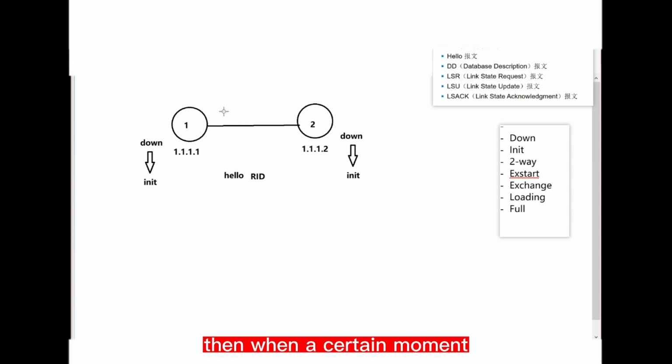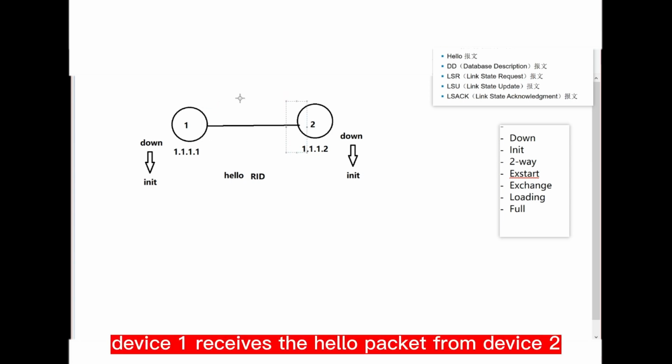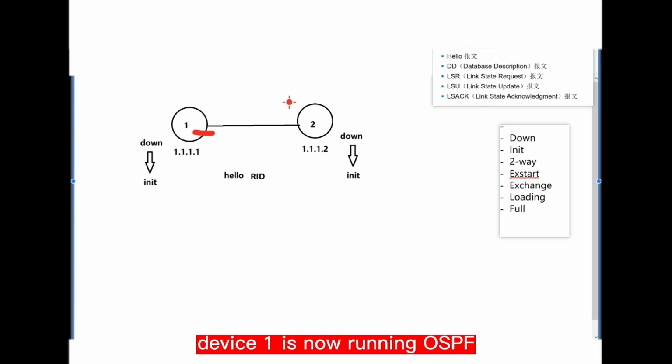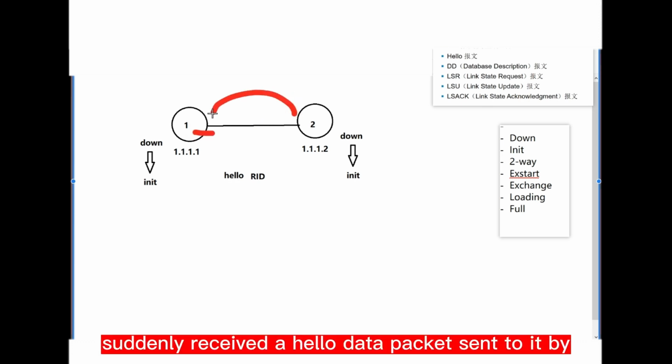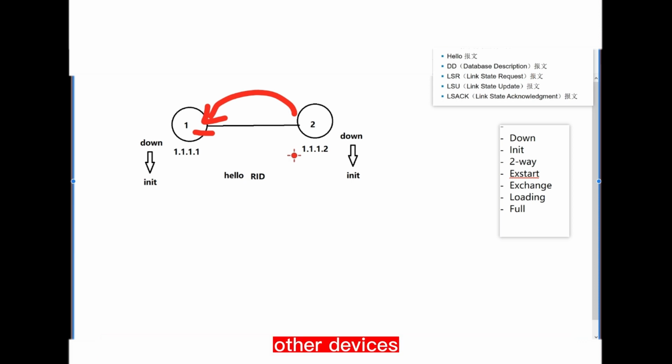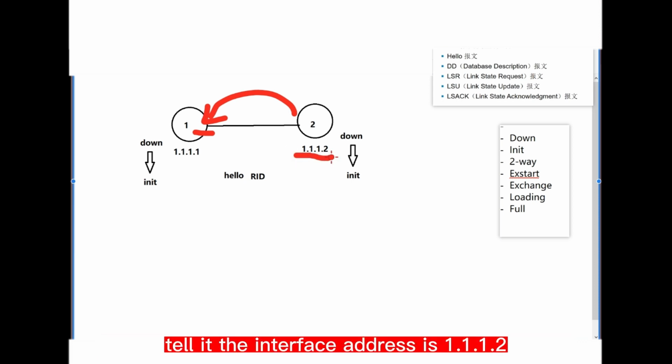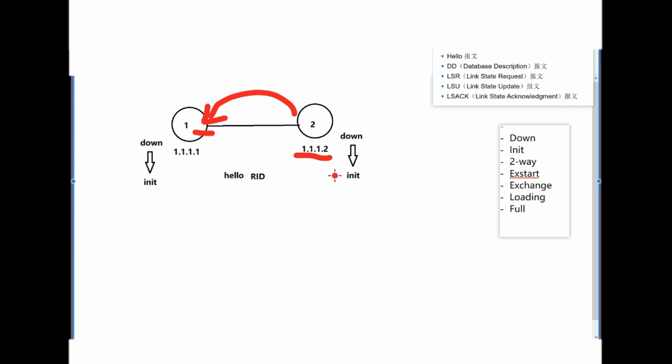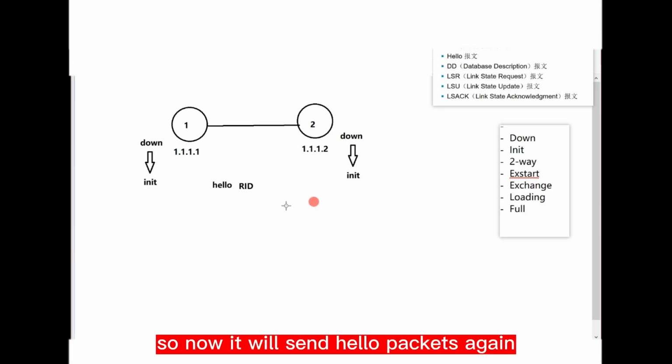Then at a certain moment, device 1 receives the hello packet from device 2. Device 1 is running OSPF, and suddenly receives a hello packet sent to it by another device, telling it the interface address is 1.1.1.2 and the router ID is 2.2.2.2. It knows now that a device came into the environment and wants to establish a neighbor with it. So now it will send hello packets again. But this time the hello packet will carry the router ID of the other party. This is called an active neighbor.